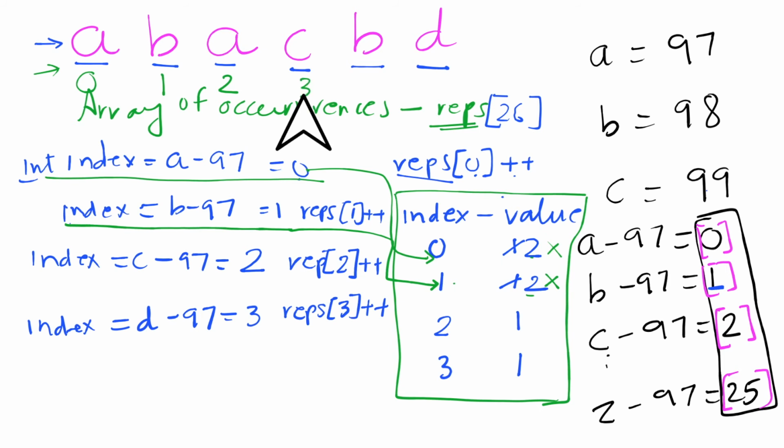The next index is 3 and the alphabet is C. We'll now convert the letter C to the index into the reps array by subtracting 97 from it. We'll get the index 2 and look up the value at index 2 and we find that the index contains the value 1, which means the alphabet C occurs just once, and this is our first unique character in the string, and we now need to return its index.